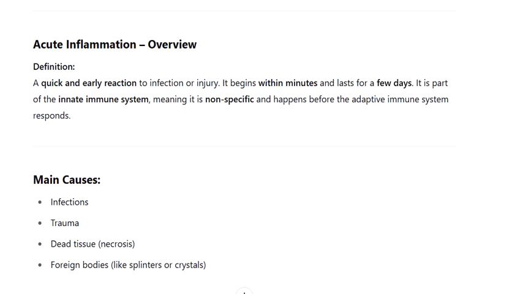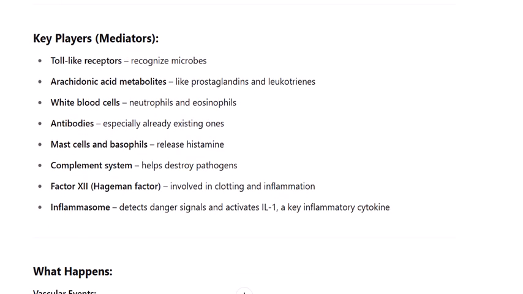Main causes: infections, trauma, dead tissue (necrosis), foreign bodies like splinters or crystals. Key players and mediators: toll-like receptors, which recognize microbes; arachidonic acid metabolites like prostaglandins and leukotrienes; white blood cells, neutrophils and eosinophils; antibodies, especially already existing ones; mast cells and basophils, which release histamine; and the complement system, which helps destroy pathogens.